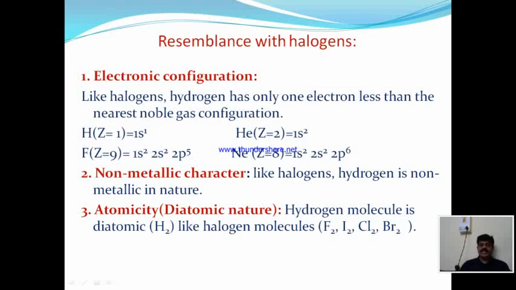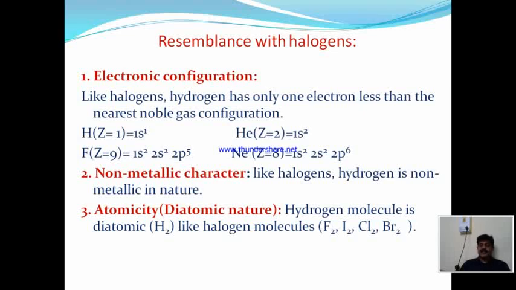Now look here, for example for the halogens, I have taken fluorine. Fluorine's atomic number is 9, and you can see here it is also short of one electron in order to attain the nearest noble gas configuration of neon. So in that way, you can say that the electronic configuration of hydrogen is similar to that of halogens. Both are in need of one electron to attain the nearest noble gas configuration.